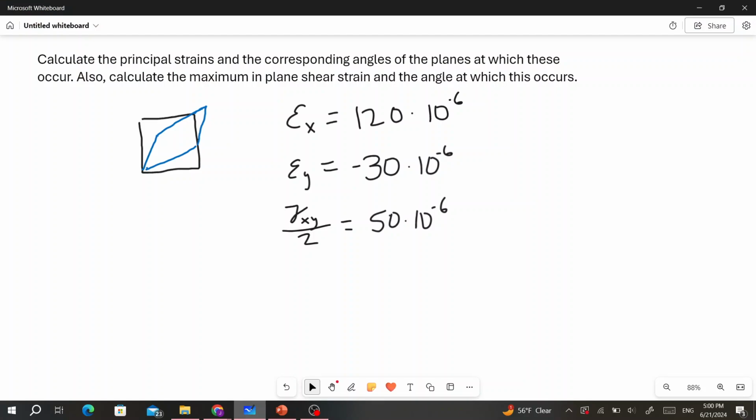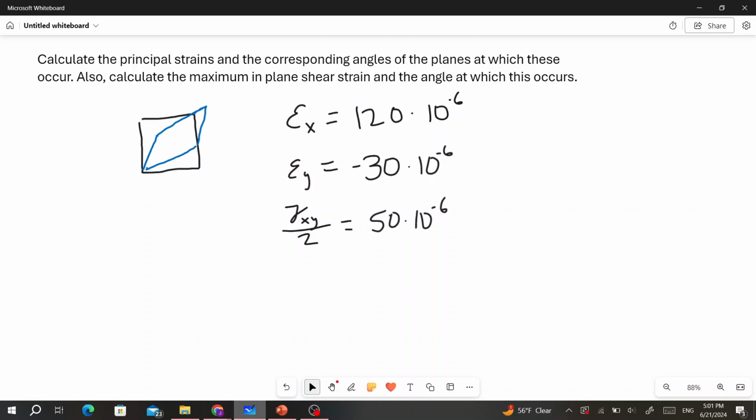In this problem, we're going to calculate principal strains as well as the corresponding angles at which these principal strains occur. We're also going to calculate maximum in-plane shear strain and the angle at which that occurs as well. This is very similar to how we calculated principal stresses. Here we're just going to use the strain transformation equations to get our principal strains, and then we'll use the corresponding equation for calculating the angle at which those principal strains occur.